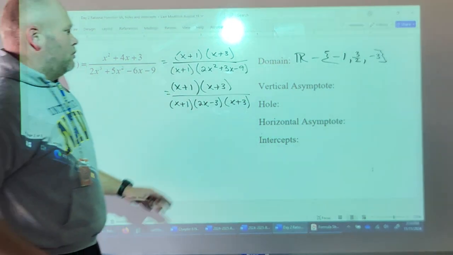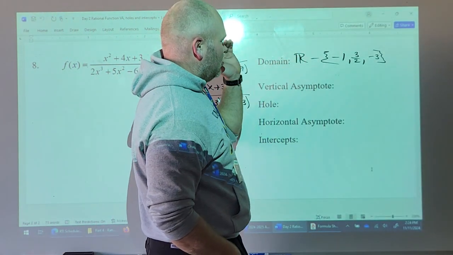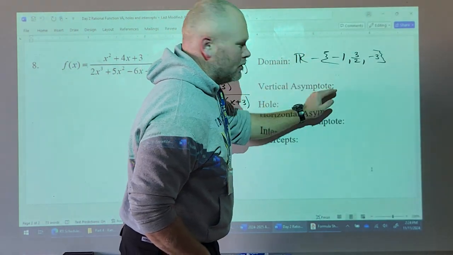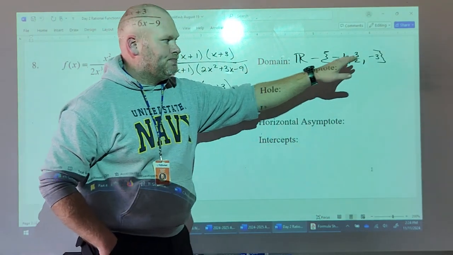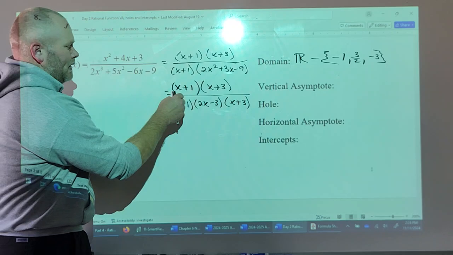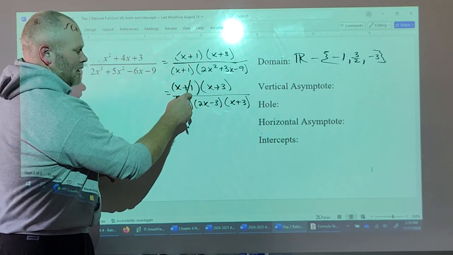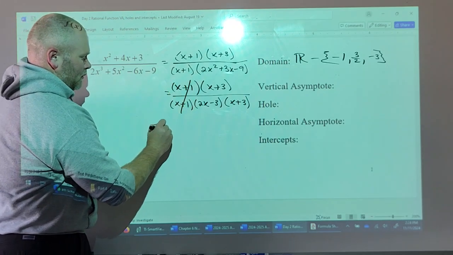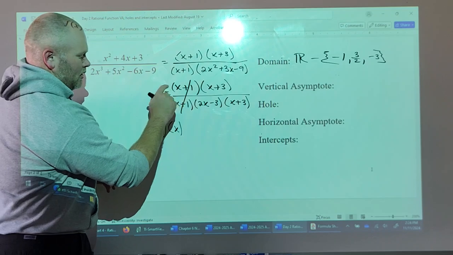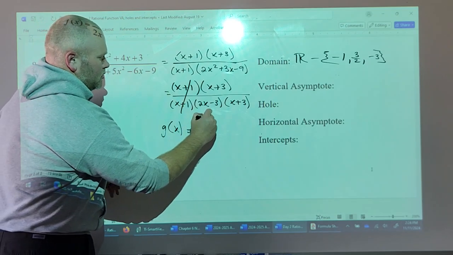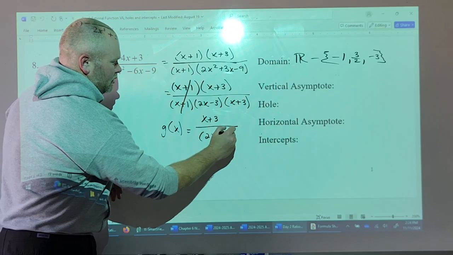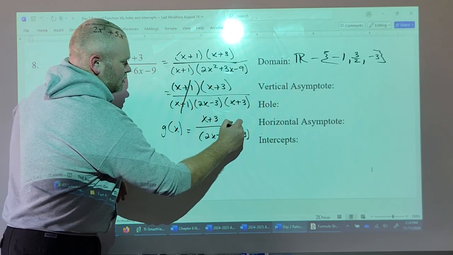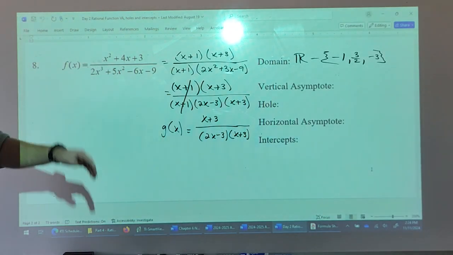Now, remember not to go right from domain to writing the vertical asymptotes, because one of these could be a hole. So linear factor x plus 1 was the same on top as it was on the bottom, which means that's where the hole is at. So take that away, x plus 3 on top, 2x minus 3, x plus 3 on the bottom, sorry.